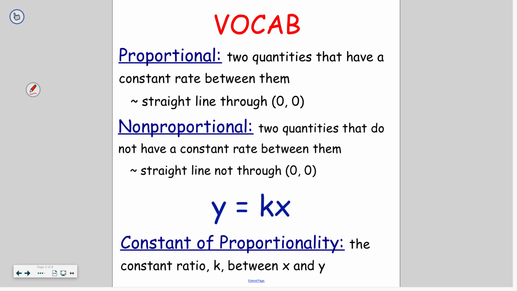Non-proportional relationships are again two quantities, but these do not have a constant ratio between them. Again, if you put it on the graph, it's going to form a straight line, but it's not going to go through that origin point 0, 0.